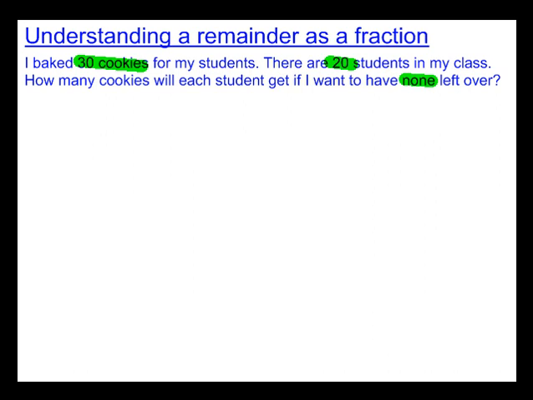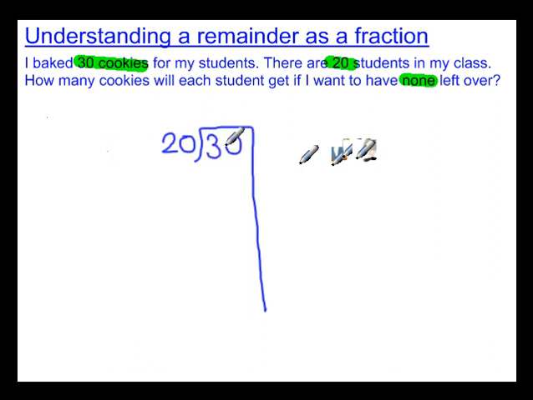Okay, I think this is going to be easier to do if we get some visuals here. Let's go get some manipulatives. Let's see what I've got. Cookies and kids. Okay, so let's start sharing them out. I have 20 students, and they want to eat every last crumb of my 30 cookies. The cool thing about all these manipulatives or visuals is that you can clearly see, and your students would be able to also, that I have way more cookies than I have kids.